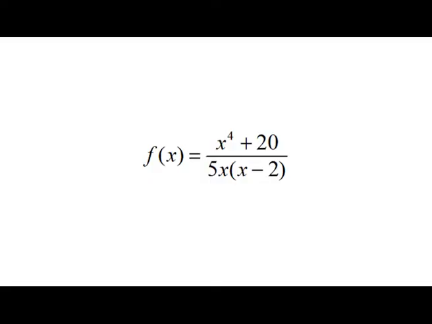For example, the rational function f of x equal to x to the power 4 plus 20 upon 5x times x minus 2 is continuous at every point of the real line except x equal to 0 and x equal to 2, where the denominator is 0.